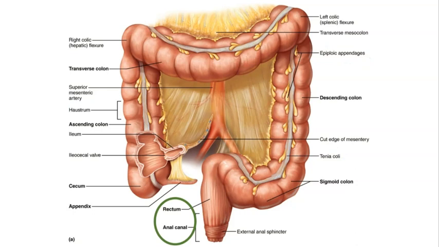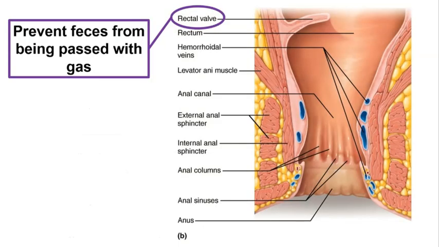The rectum and the anal canal are the last segments of the large intestine. We see that there are small valves located in the rectum, which are called rectal valves, that prevent fecal material from being passed along with gases that are created.